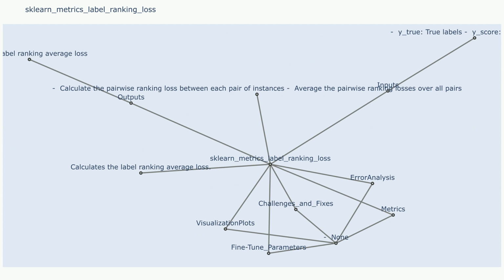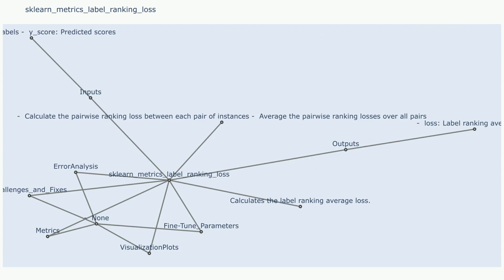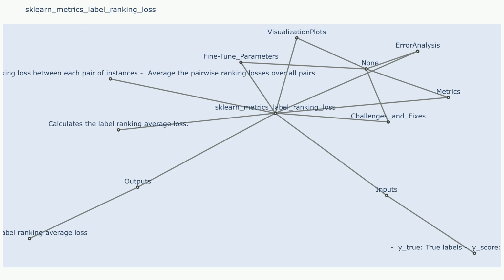This metric measures the average precision of the model over all samples. It is a common metric for evaluating ranking models. Normalized discounted cumulative gain (NDCG). This metric considers the position of relevant labels in the ranking, giving higher scores to models that rank relevant labels higher. Visualization plots. Receiver operating characteristic (ROC) curve.